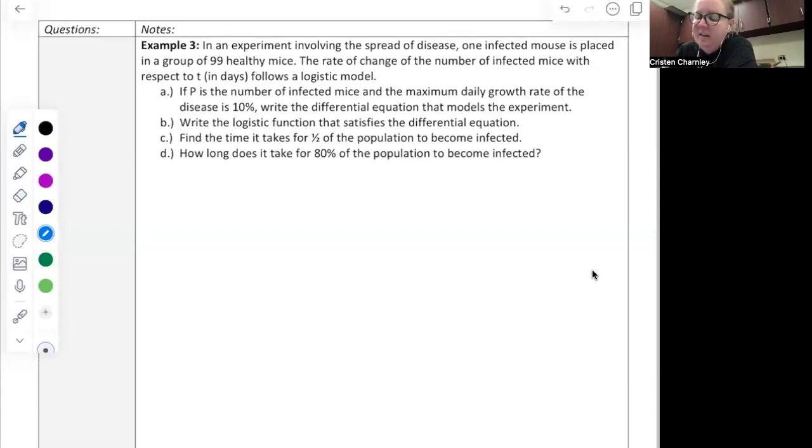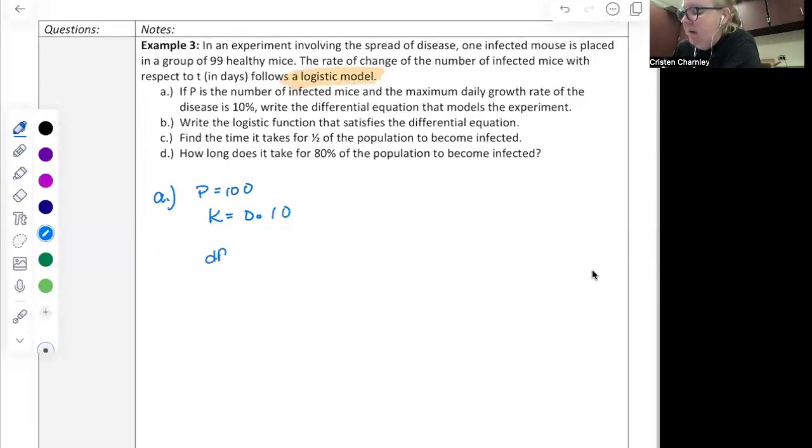So here's a key for us. Up here, it says it follows a logistic model. So it's not an exponential model like we had earlier. This one's logistic. So for part A, we know that the population is 100. We know at t equals 0, 1 mouse is infected. The maximum population growth is 10%, so we'll write that as a decimal. And we need the differential equation.